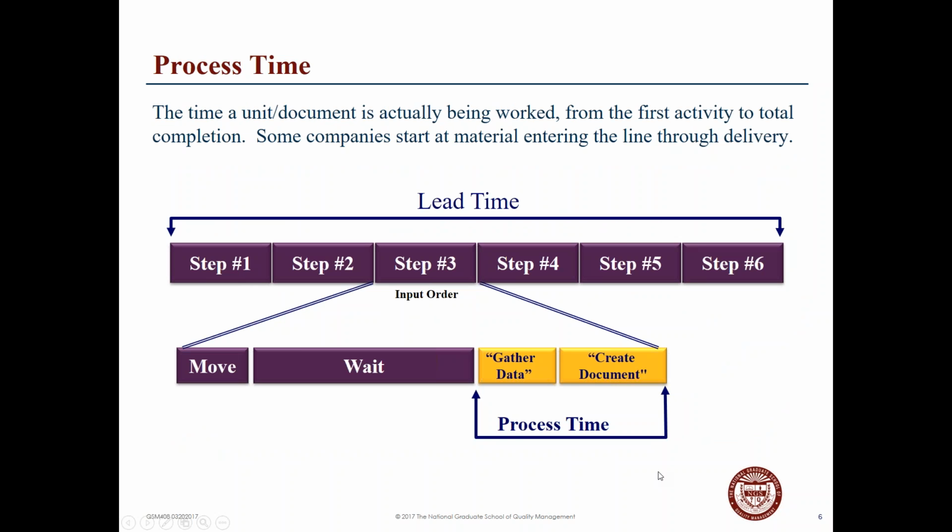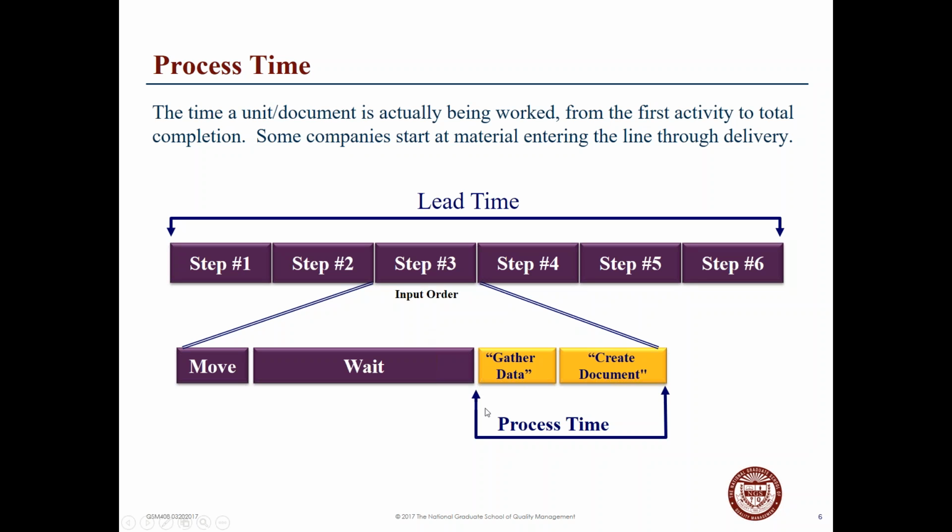Process time is the time a unit or document is actually being worked from the first activity to the total completion. Some companies start at material entering the line through delivery. So in the case of process time, we're talking about the amount of time that the product is actually being value add or being worked. So if you have a wait time or a queue time in your process, that doesn't get included in the process time because you're not actually adding value to the product.